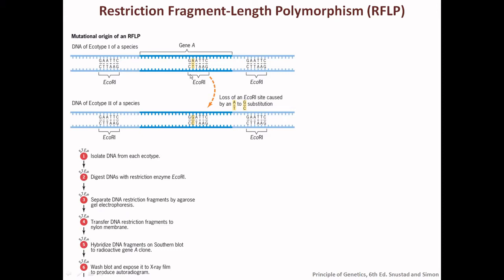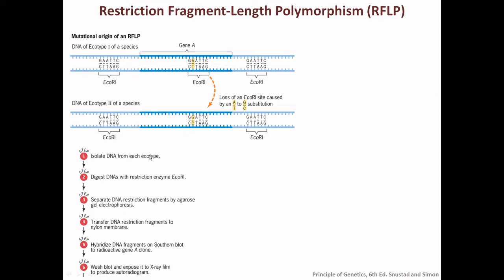So one is between this and this one, and another is between this and this one. So in the DNA of ecotype 2, there is a mutation here. Instead of GA, it is GGA, so the equivalent restriction site is removed from here. In ecotype 1, we can see there are 2 bands. Here in this case, we can see 1 band. So for the different ecotypes, there are different RFLPs.